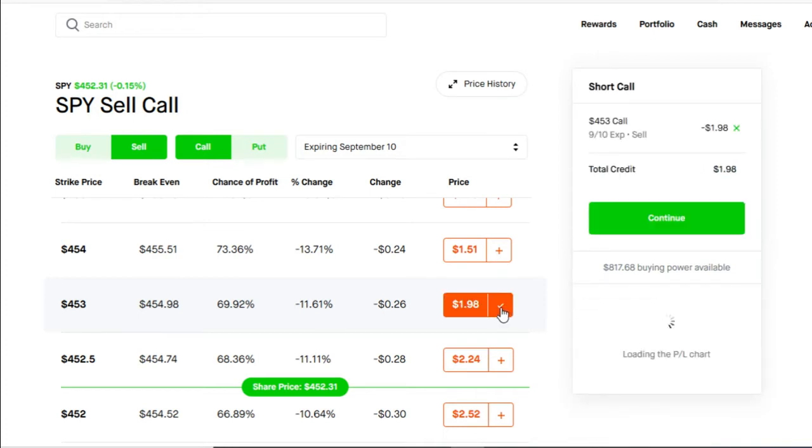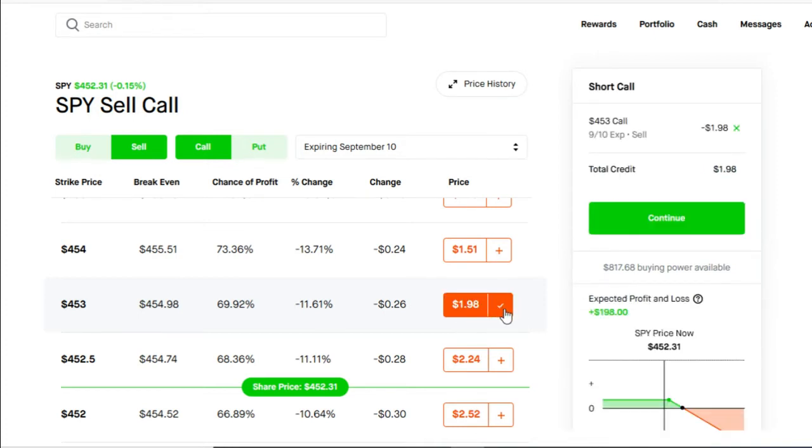The reason why we're going to receive 1.98 or $198, as you know, is that each option contract is multiplied by 100 shares. And the reason we receive it is because we're selling something. Whenever you sell something, you receive something in return. And that is going to be the total credit of 1.98. Now, the call credit spread is 2 legs.